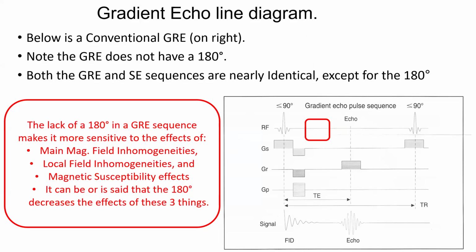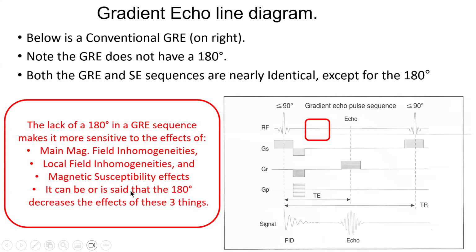Okay, gradient echo. As soon as you look at a line diagram and you go, what am I looking at? What do you look for? You look for a 180. There's no 180 here. Even though this shows a 90, don't let that throw you off. Or they might put that little funny A or alpha with the degree. If there's no 180, it's gradient echo.